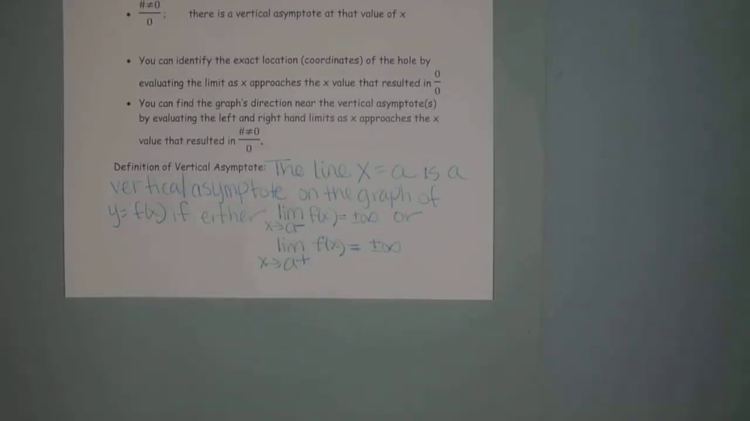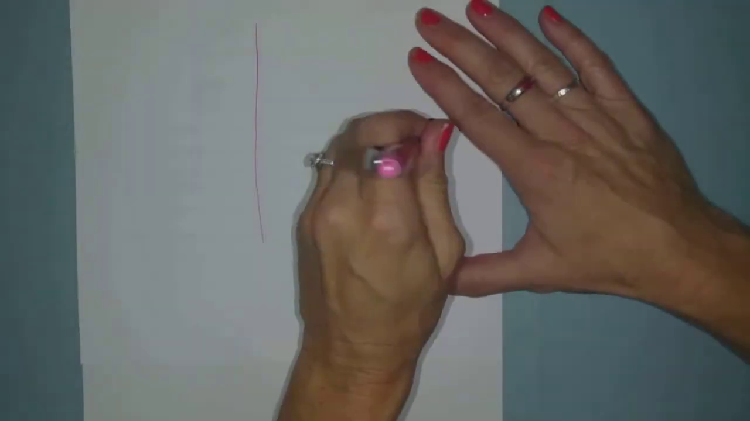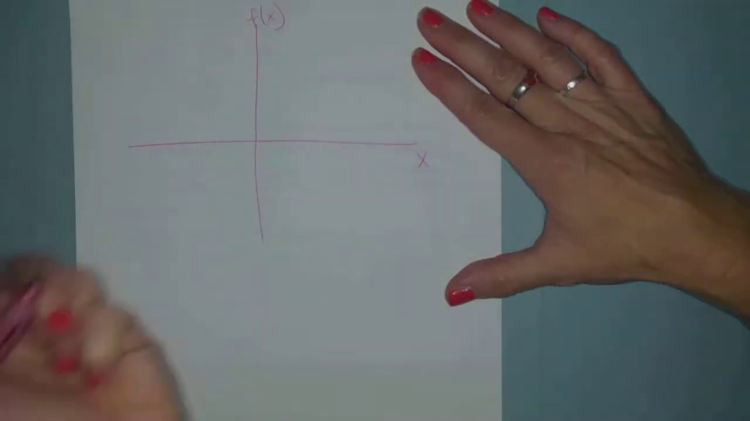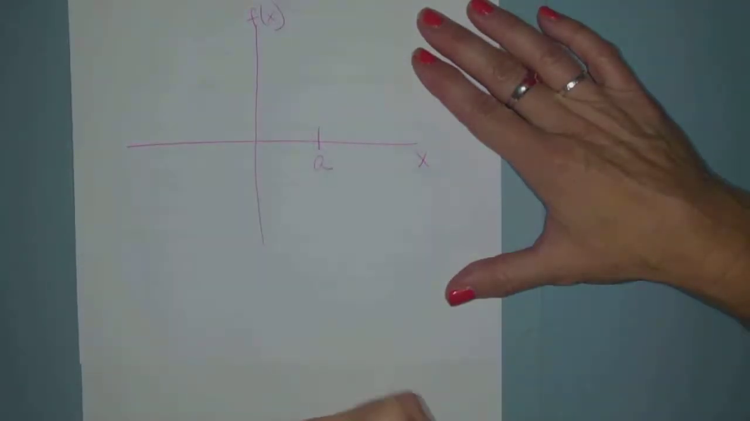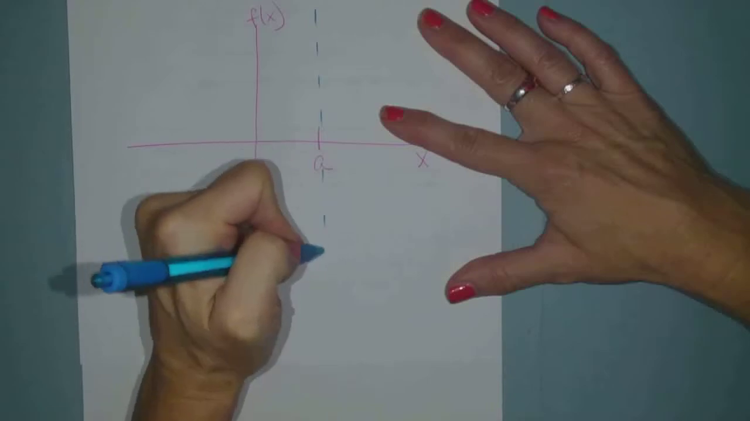Now, let me show you this for my visual learners. If you need to pause this to copy, please do so, but for my visual learners, that definition is going to look just like this. Here's your y-axis. Pull this down a little bit. Here's your x-axis. So x and f of x. Now, let's put a right here, and at a, you have a vertical asymptote. Here it is.